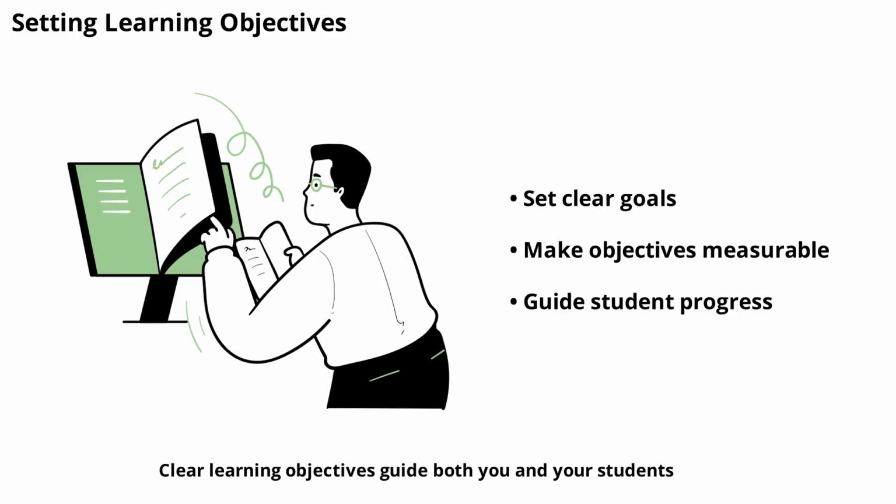Clear learning objectives guide both you and your students. They define what learners should know or be able to do by the end of your course. Start by listing the key skills or knowledge areas you want to cover. Make your objectives specific, measurable, and achievable. For example, instead of saying "understand marketing," say "create a basic marketing plan." Well-defined objectives keep your course focused and help students track their progress.